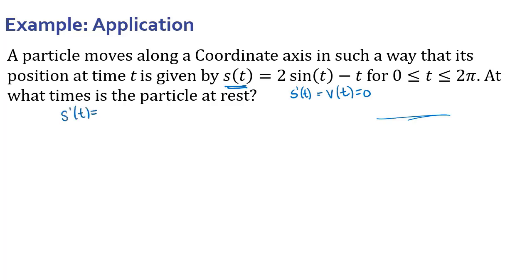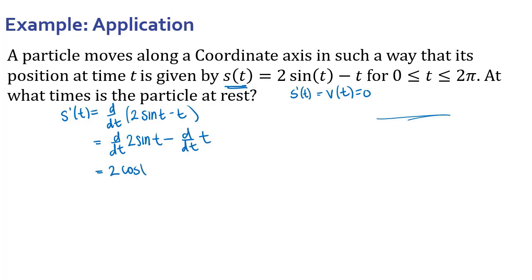So s prime of t equals the derivative with respect to t of 2 sine of t minus t. That's going to give us the derivative with respect to t of 2 sine of t minus the derivative with respect to t of t. You can pull that 2 out, and the derivative of sine is cosine, and the derivative of t is just 1. So I need to solve where 2 cosine of t minus 1 equals 0, to figure out when the particle is at rest, so when it's not moving at all.